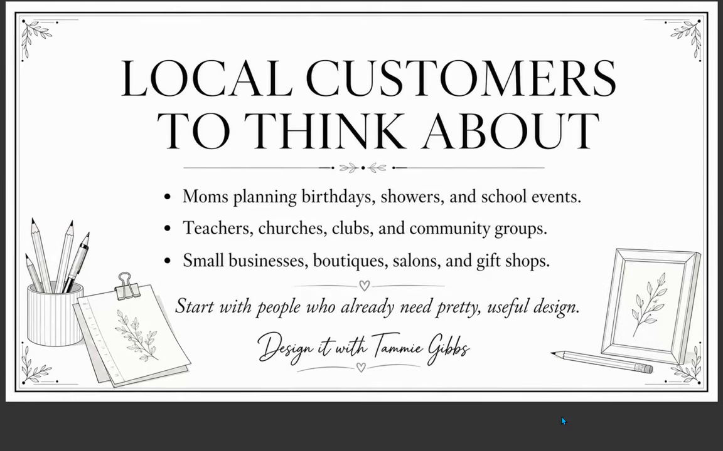Okay, local customers to think about: moms planning birthday parties, showers, and school events. Teachers, churches, clubs, and community groups, also homeschool moms. Small businesses, boutiques, salons, and gift shops. Start with people who already need pretty useful designs.